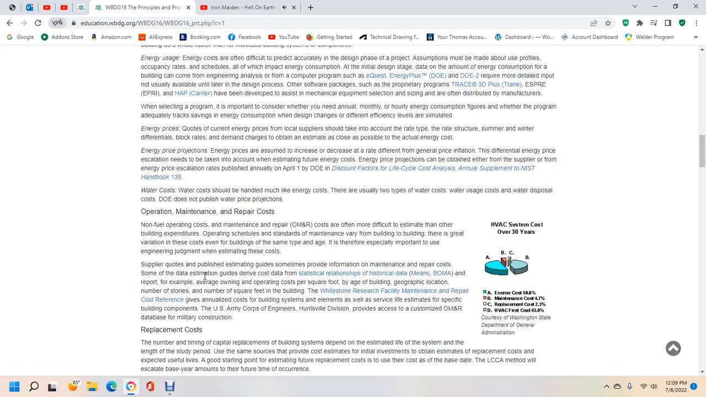Water costs should be handled much like energy costs. They must include two costs: the type of cost, water usage, and water disposal costs. The Department of Energy does not publish water price projections.